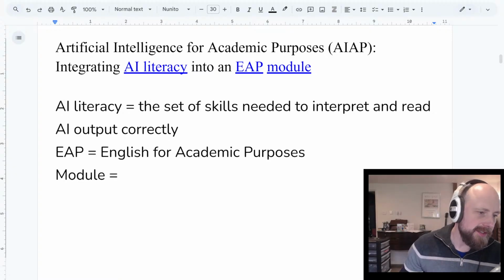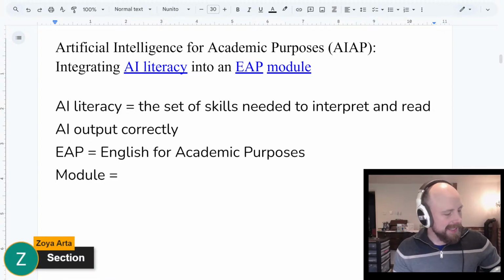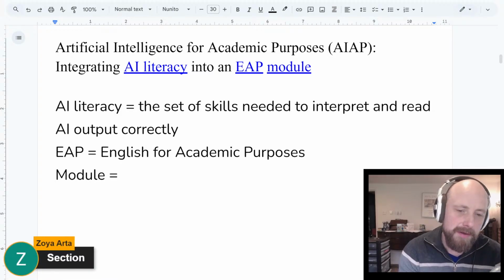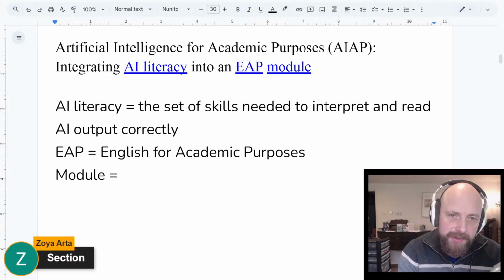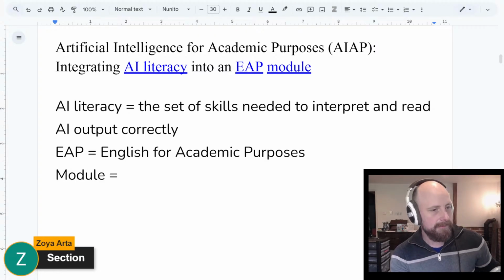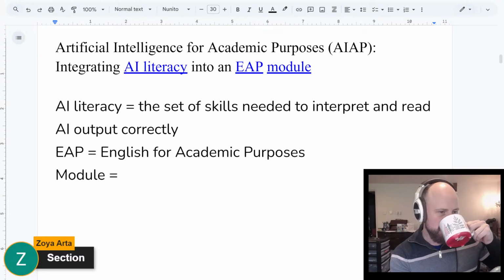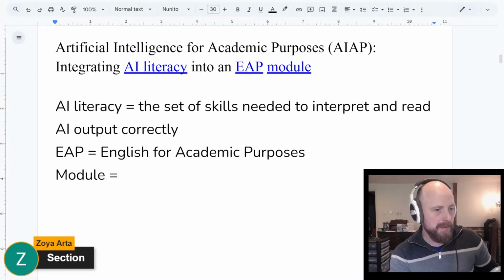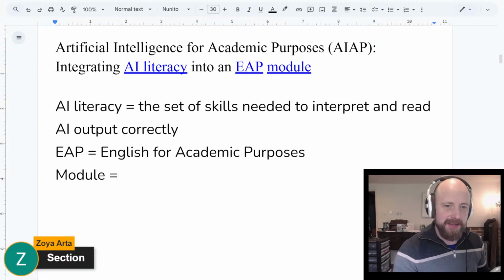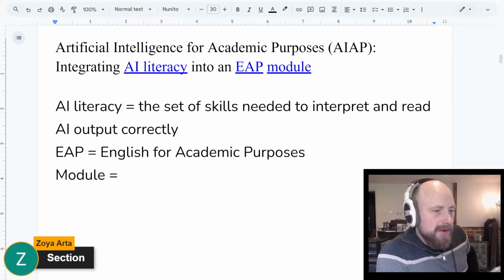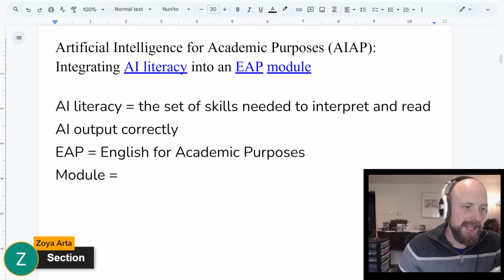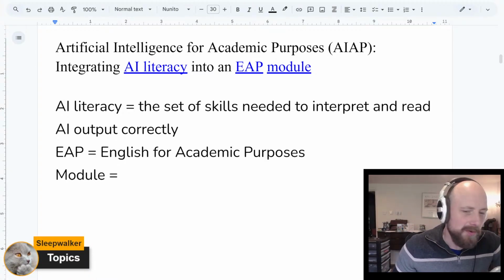So Zoya has suggested section. I think I need a little bit more detail though, Zoya. On top of the idea of section, could you perhaps offer something a little bit more specific? A section of what? Let's just see if anyone has any other ideas about this. Remember that the context here is related to education. So Sleepwalker is talking about topics.